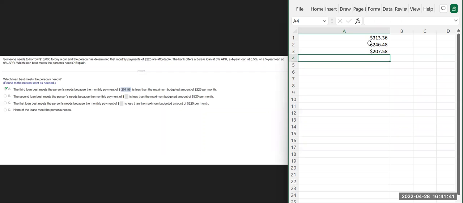And so which one would the person go for? Most definitely, this person will go for the third loan, right? Because that best meets the person's needs, since his budget is 225. So that is how you address this kind of problem.